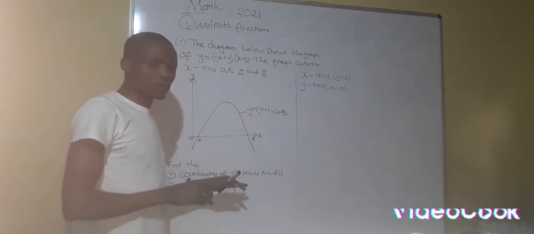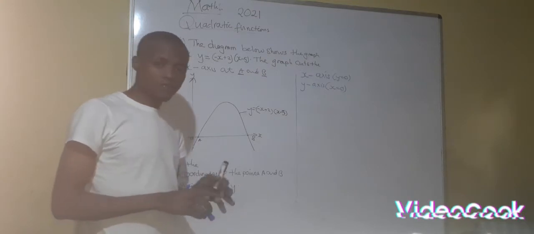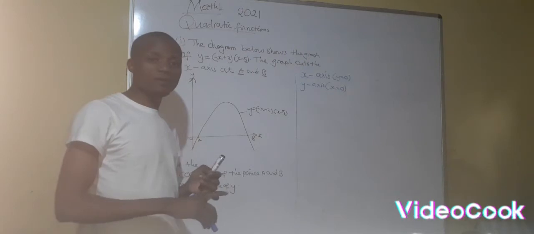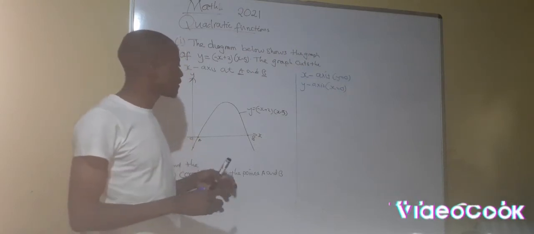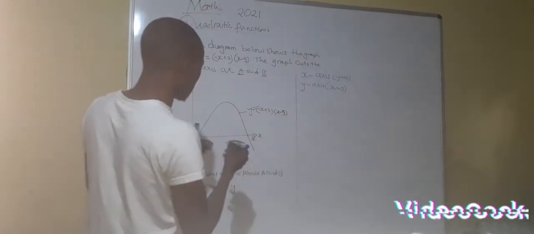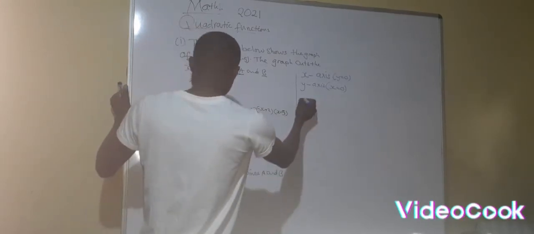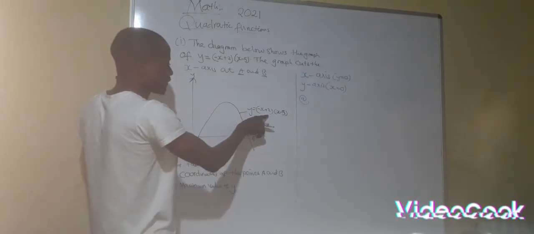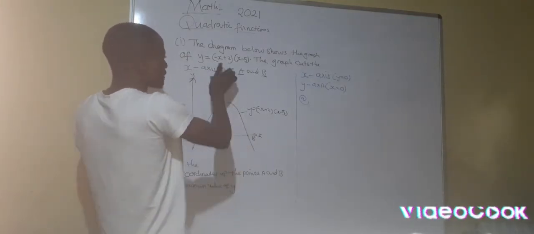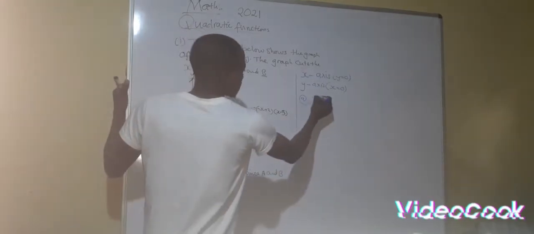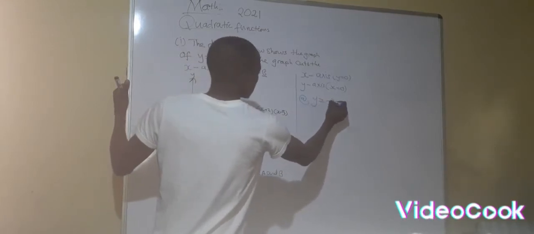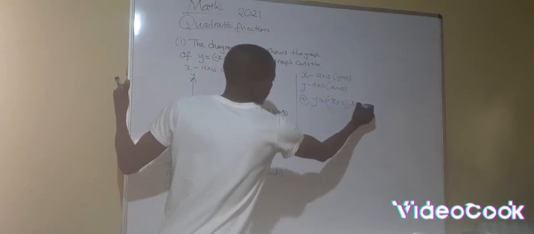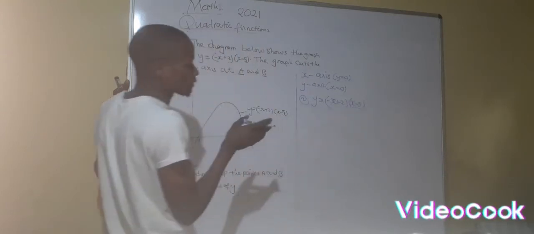Now there are two methods which you can use to find this: the quadratic formula, or the factorization method. Considering this question, it has been made easier for us. The function has already been factorized: y equals negative (x plus 2), then we have (x minus 5). This has already been factorized.